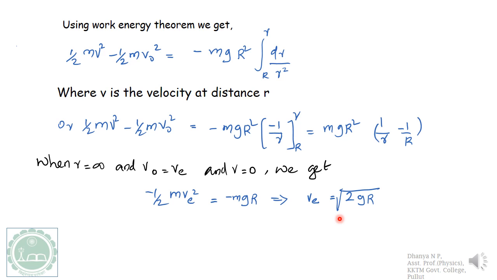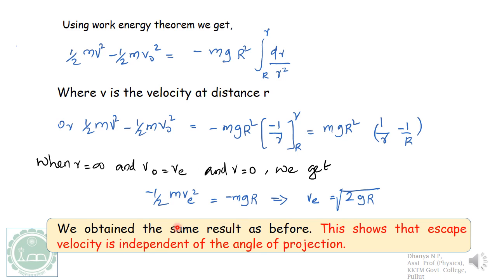it vertically upwards. Now in this case we projected at an angle alpha, and it is sure that the velocity is independent of the angle of projection. It is proved.